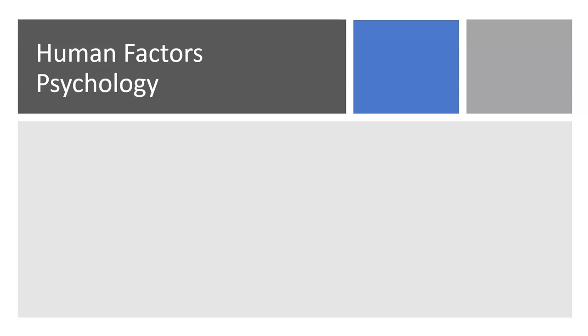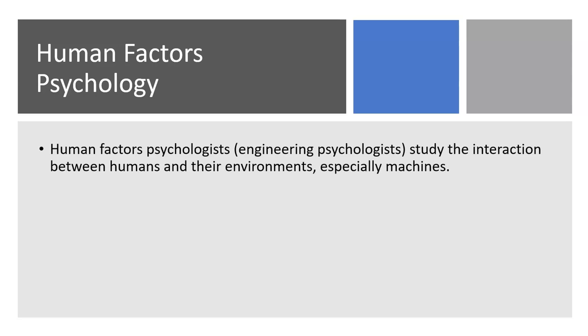Similarly, human factor psychology, which some days I think if I had it all to do over again, I would go into this area because I find it fascinating. Human factor psychologists are sometimes called engineering psychologists, and they really look at the interaction between people and things in their environment. There's especially an interest in machines, like how do people interact with a car, for example.